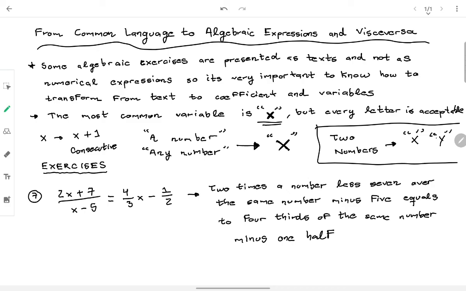So now you have all the information needed to see and do the activity that is called from common language to algebraic expressions and vice versa.